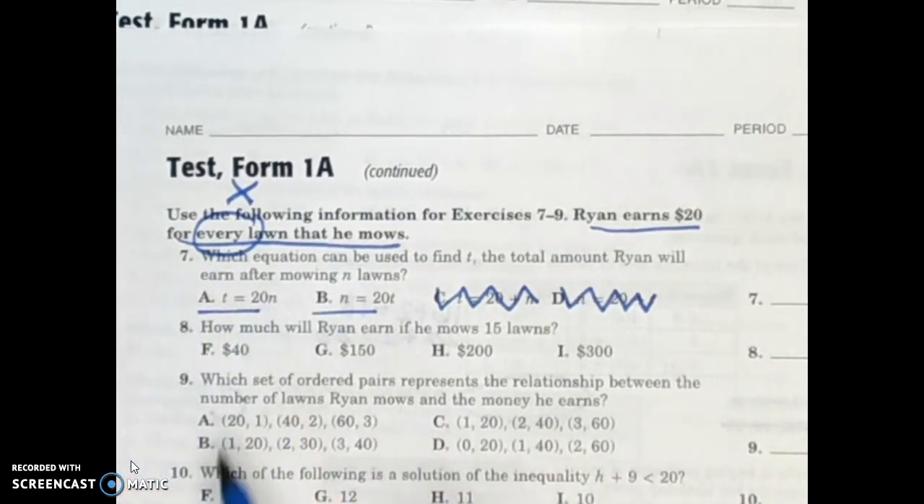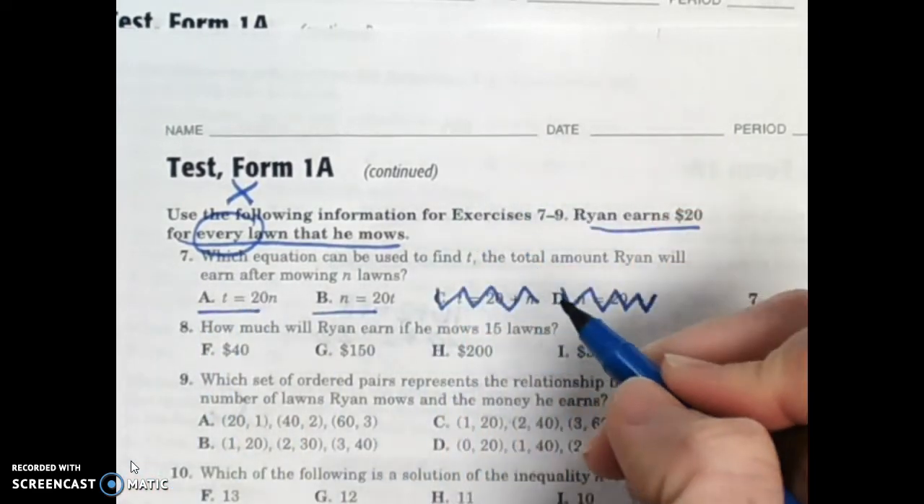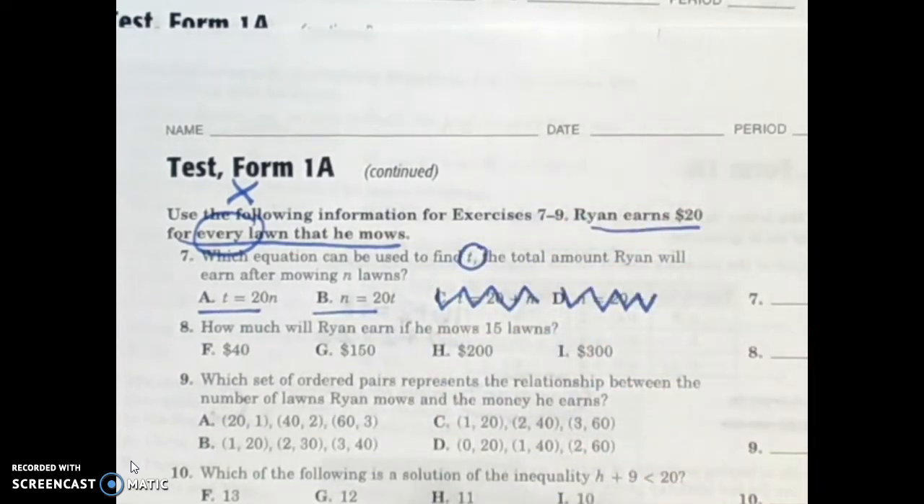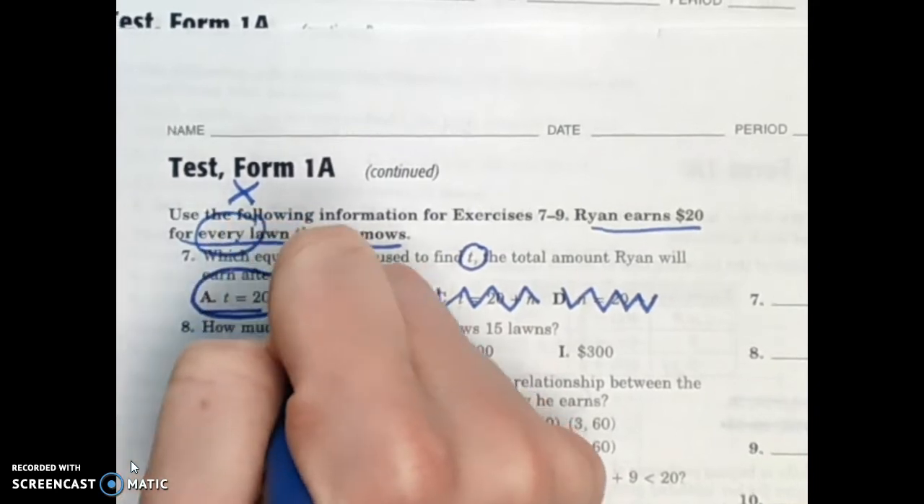So let's read number 7. Which equation can be used to find T? They start with T, so our equation starts with T. So our answer is A.